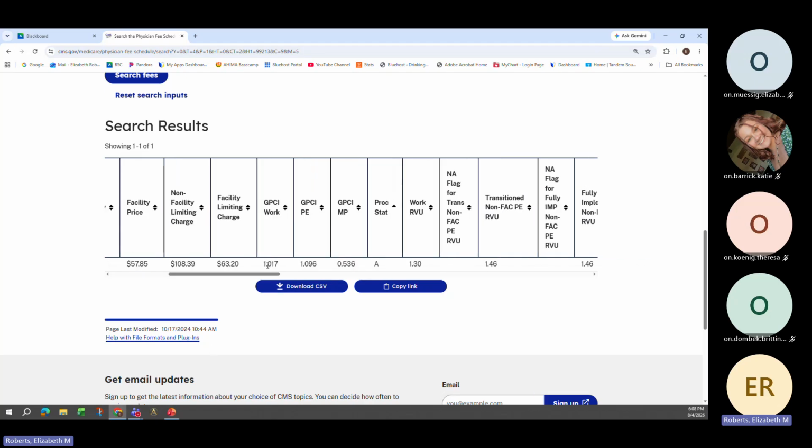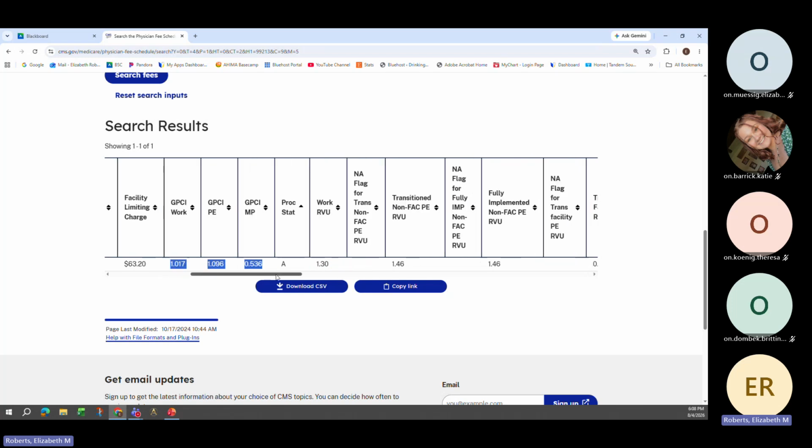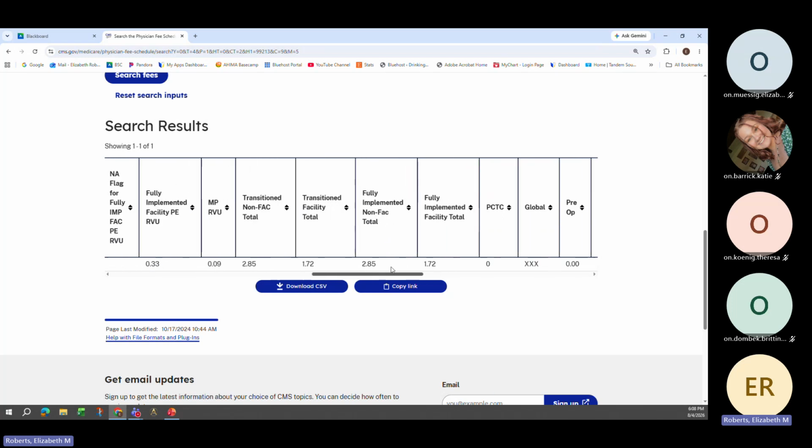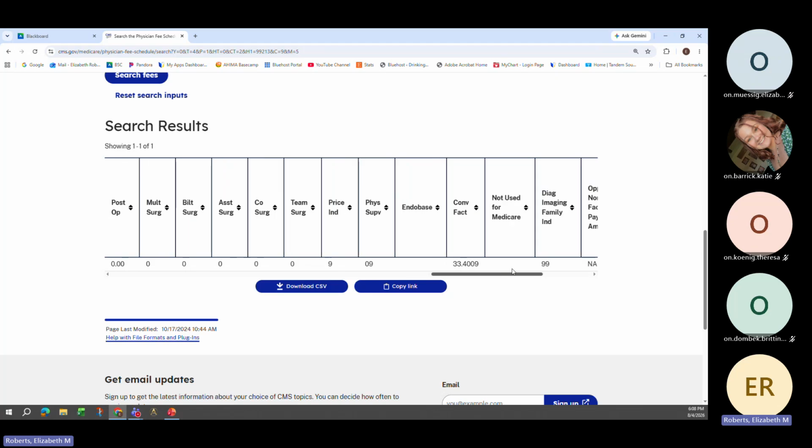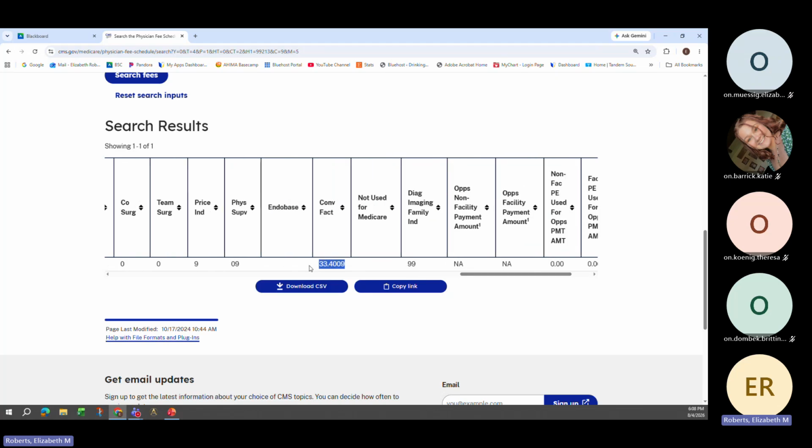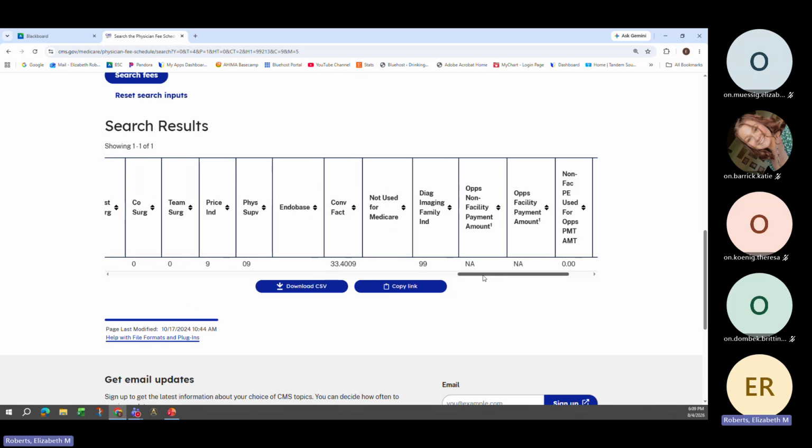That's based off of all of these little teeny tiny value units being, again, multiplied by the conversion factor, which is right here, $33.4009. I guess that's it, right?